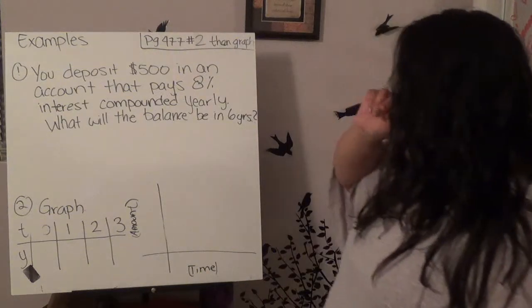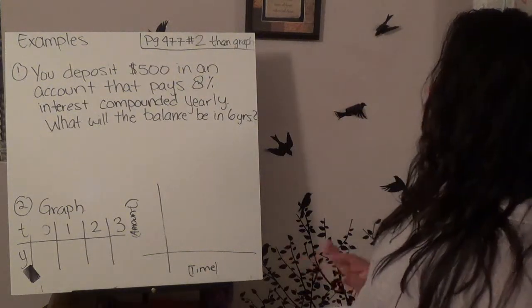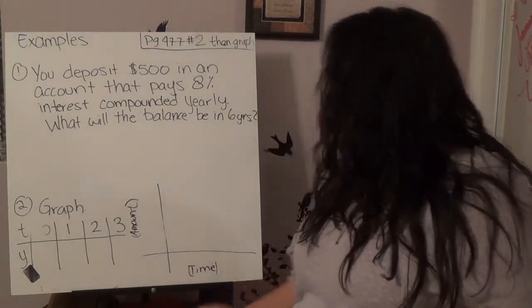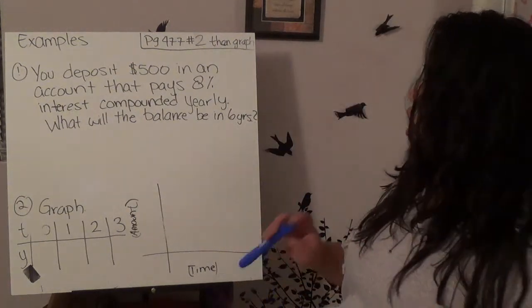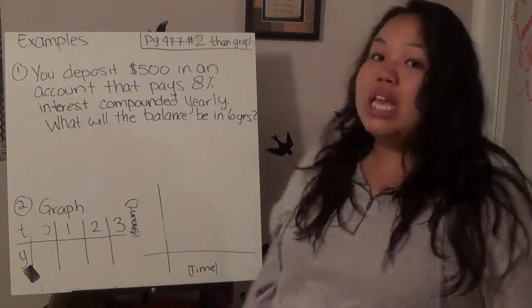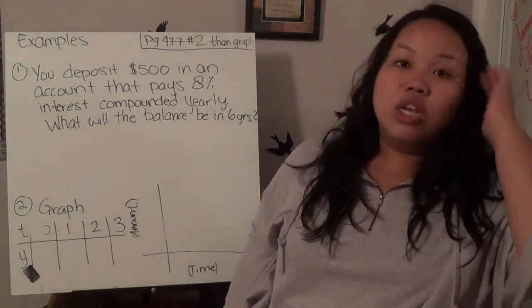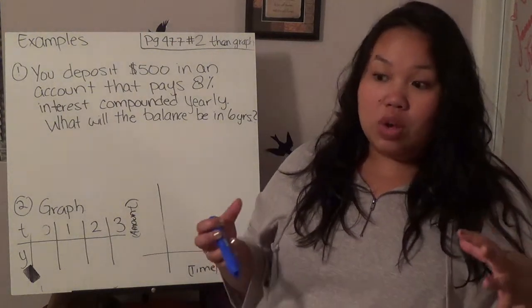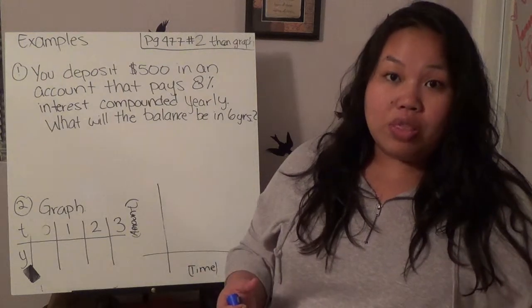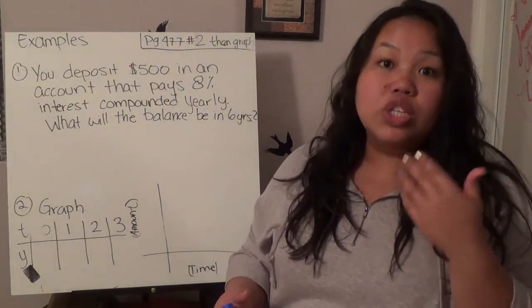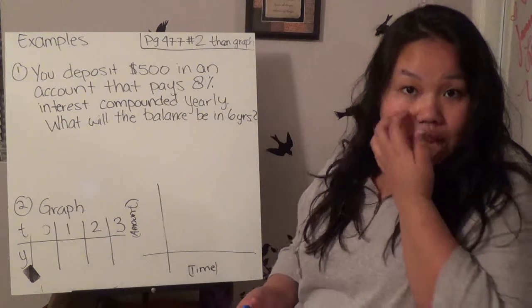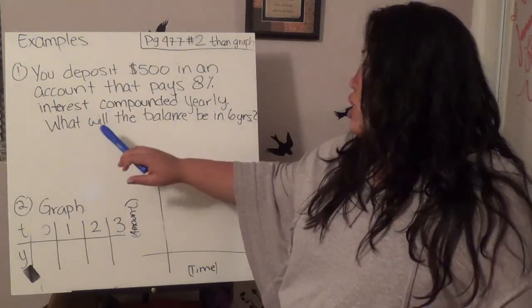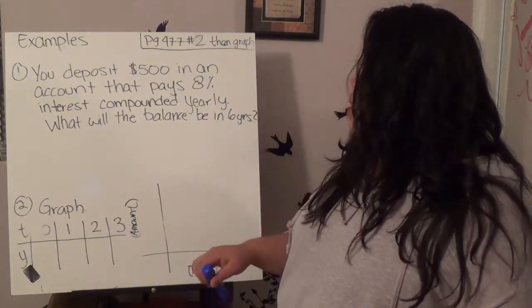Alright, so here, number one, it says you deposit $500 in an account that pays 8%. The bank promises you that if you keep $500 in this account, because what they do is they actually can spend that $500 doing their bank stuff, and they expect you to save it. So they're able to run their business, but at the same time, they'll give you interest for letting them use their money, basically. So that's why a bank would give you a certain amount. So 8% interest compounded yearly, what will be the balance in 6 years?